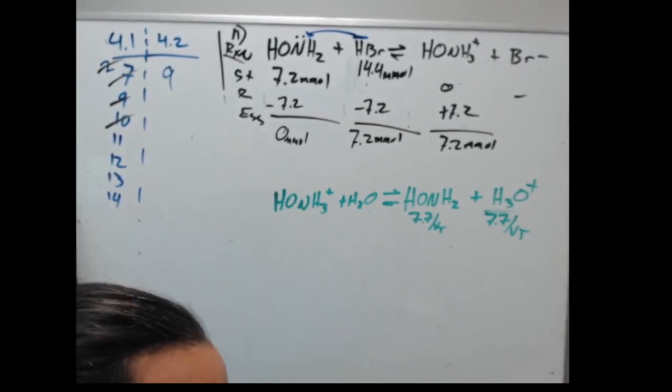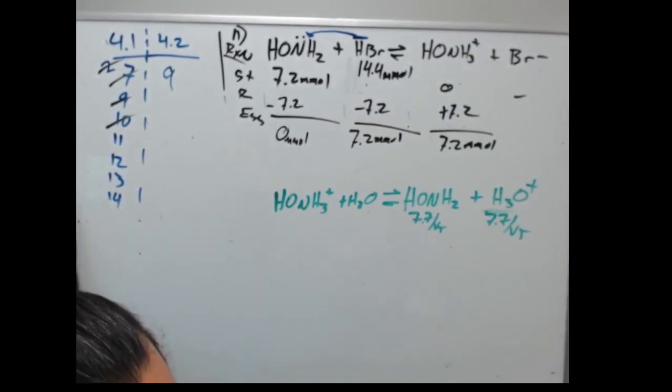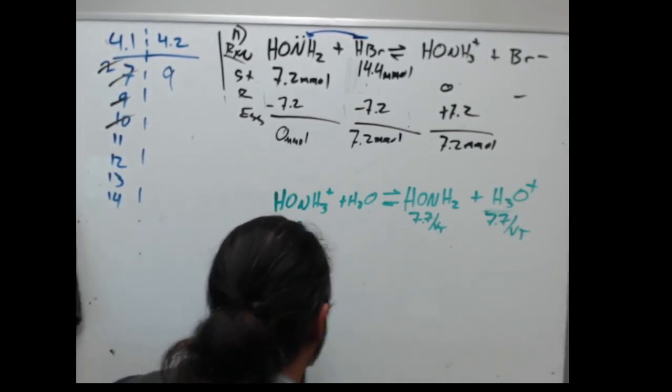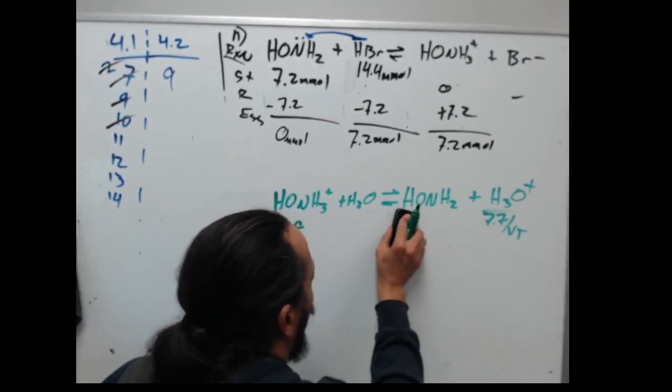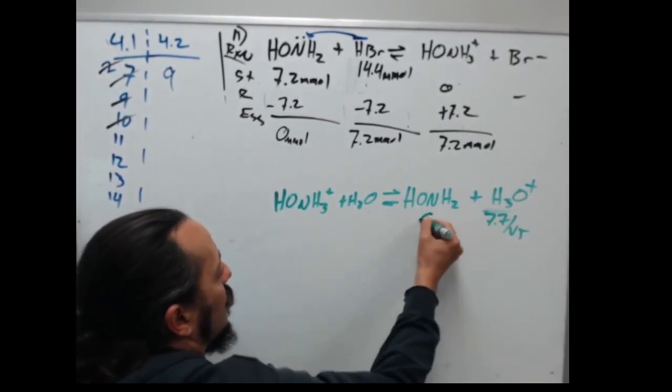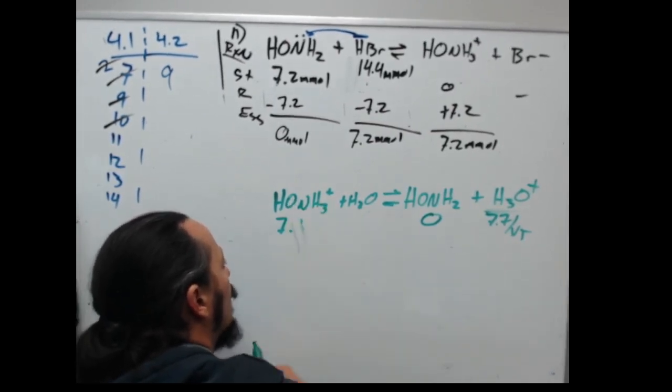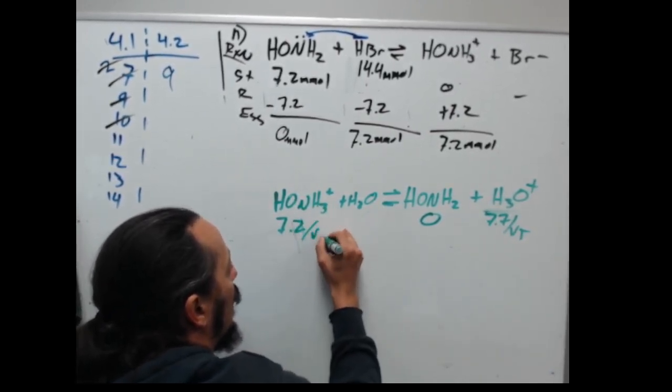We don't actually need to do the equilibrium. Why not? If we've got 0... Do you mean 7.2? Oh, sorry. Just to be clear, I put that in the wrong spot anyway. That should be 0. This is 7.2. Yes, I do mean 7.2. 7.2 divided by the total volume.